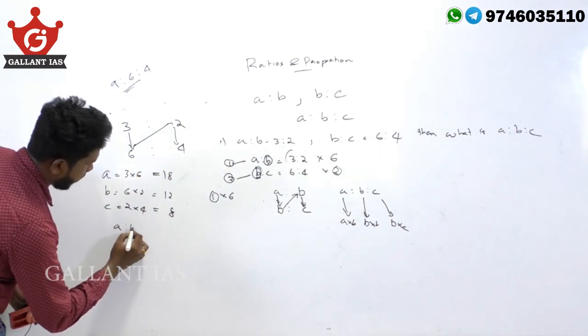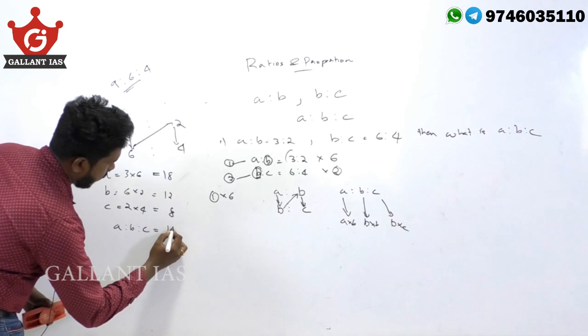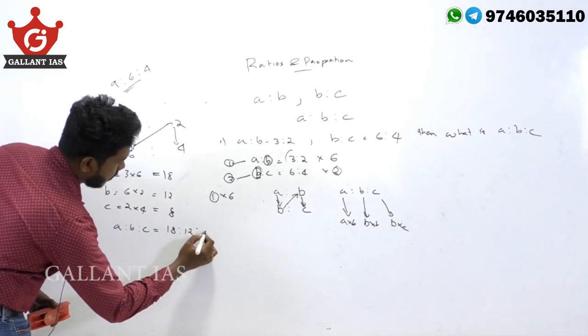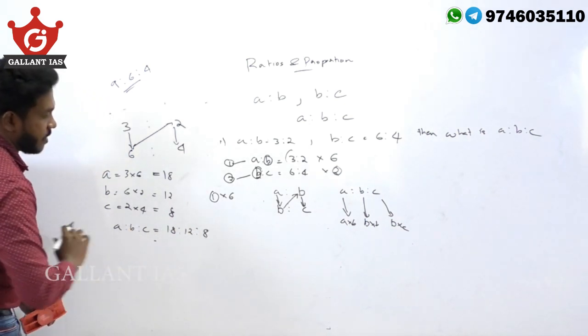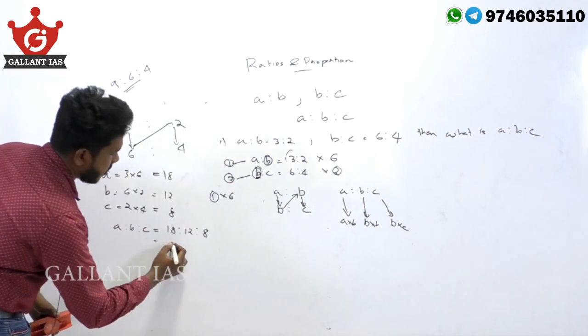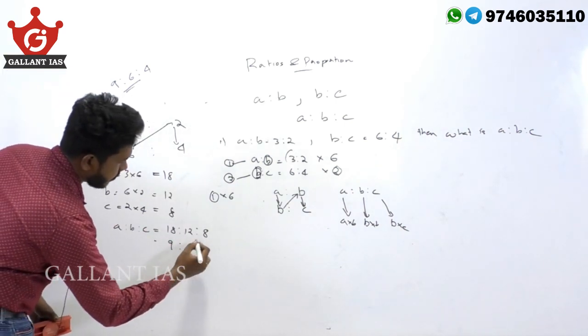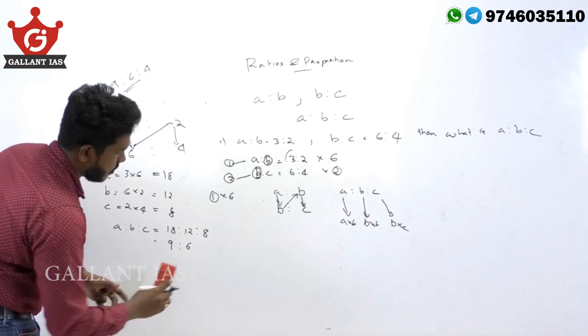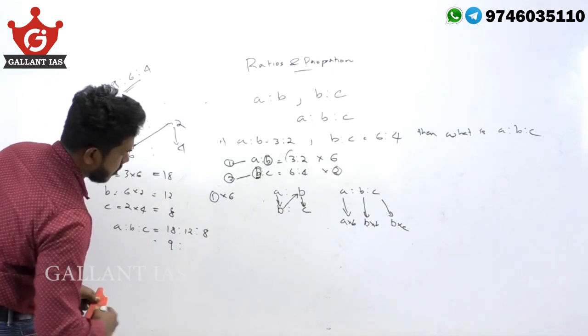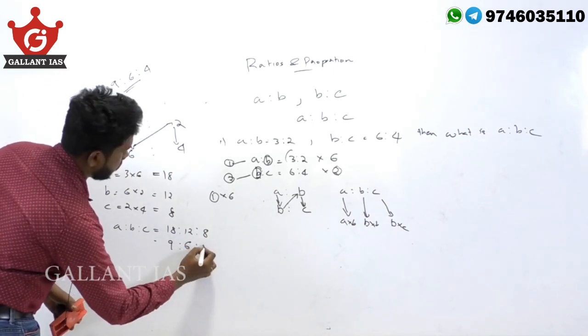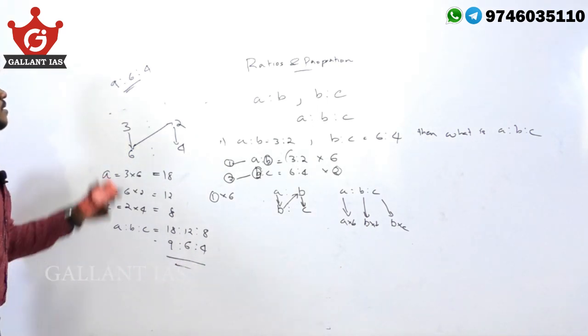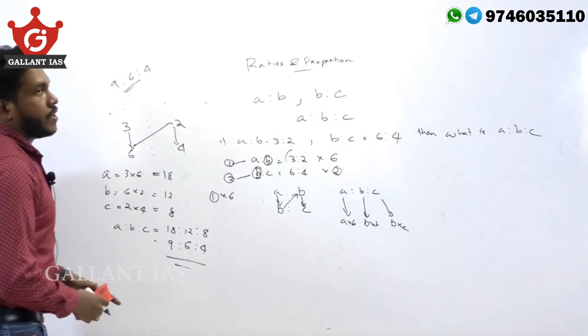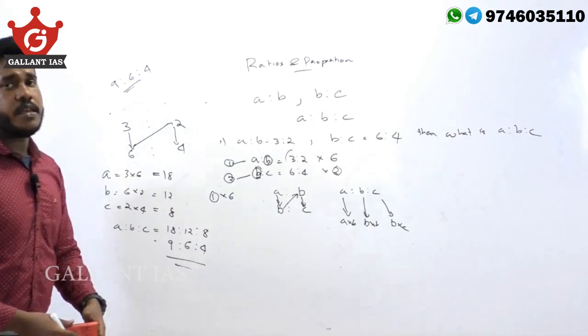Now simplify it. A is to B is to C is 18 is to 12 is to 8. Now simplify it by dividing the equation throughout by 2. Then what will we get? 9 is to 6 is to 4. Okay, 9 is to 6 is to 4. Similar answer, right? We got the same answer with both methods.